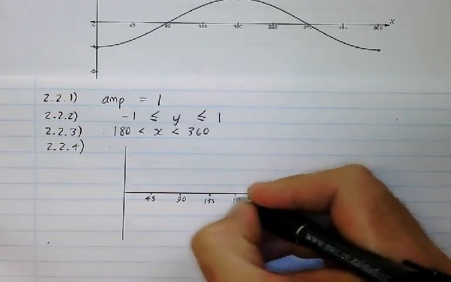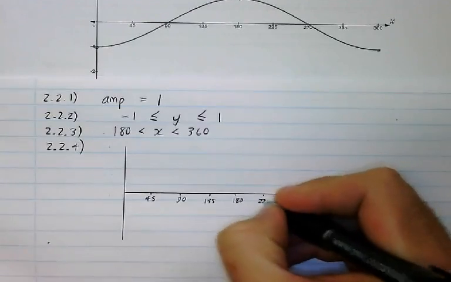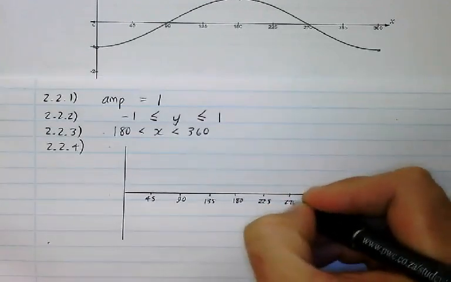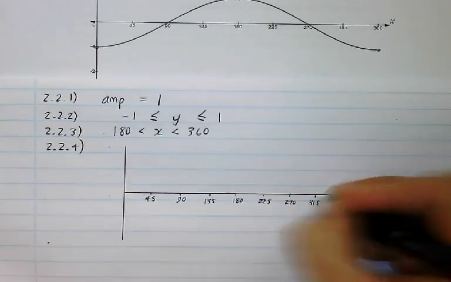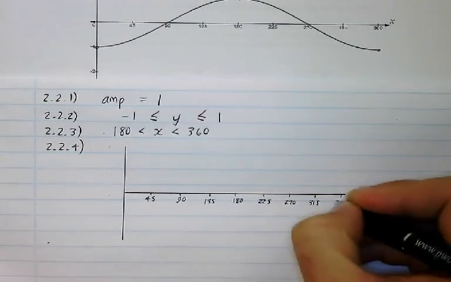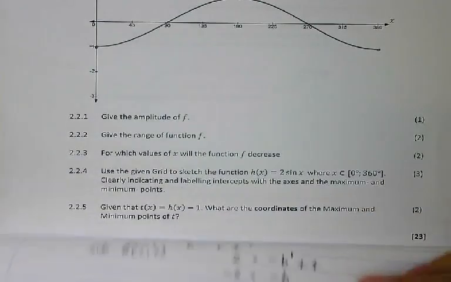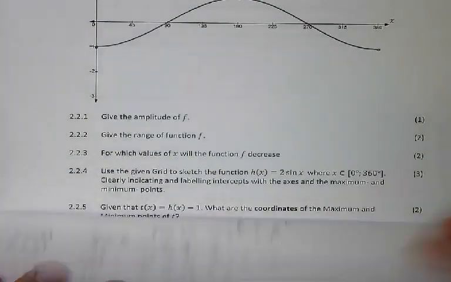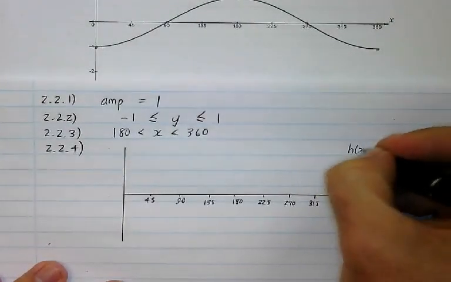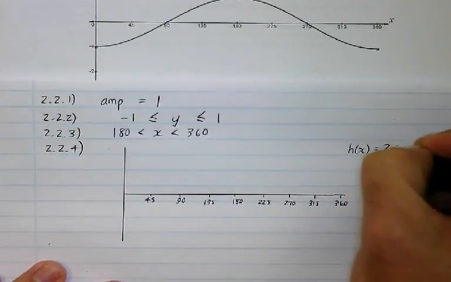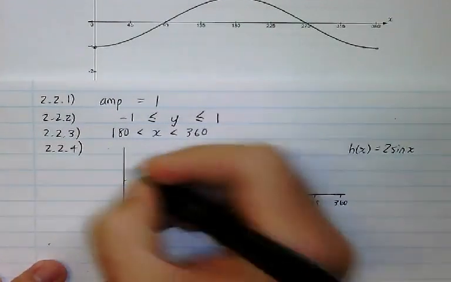Okay, 315 and a little bit further, 360. Okay, so the graph, let's remind ourselves we are drawing, is 2 sine x. h(x) equals 2 sine x. So it means that our graph is going to reach as high as 2 and as low as negative 2.